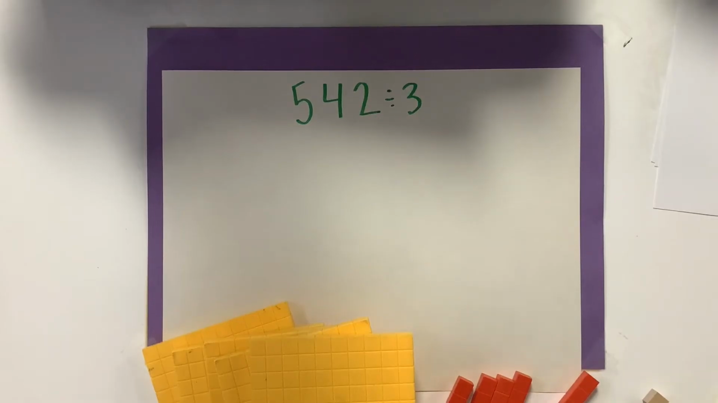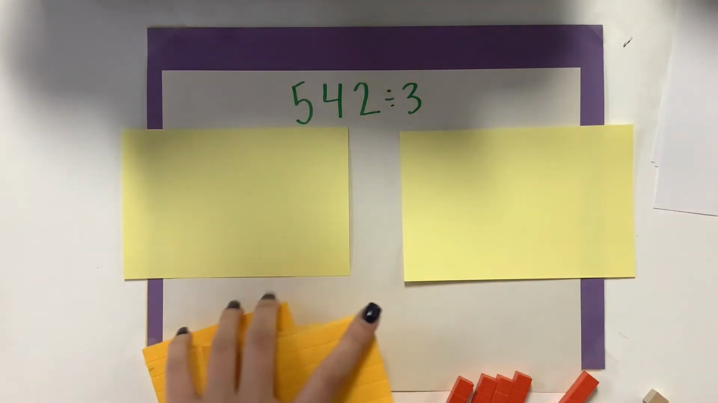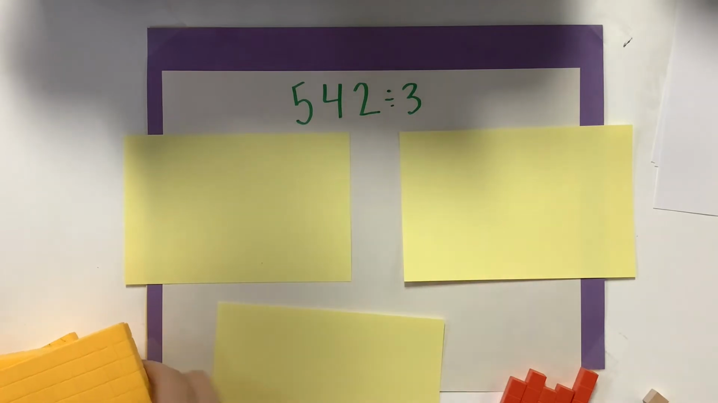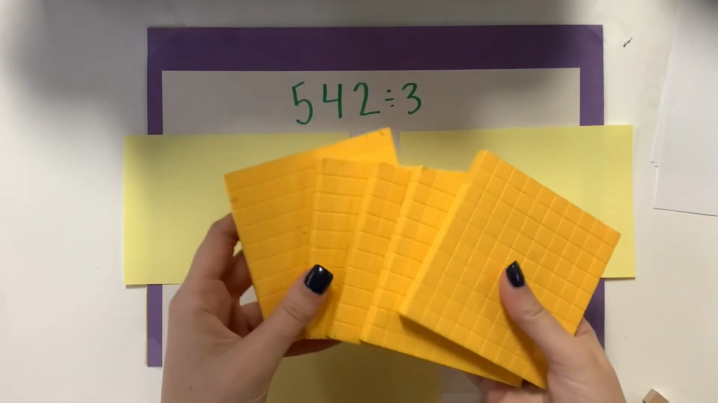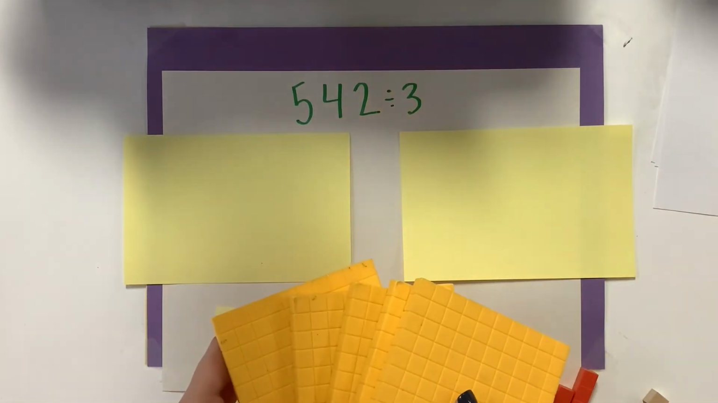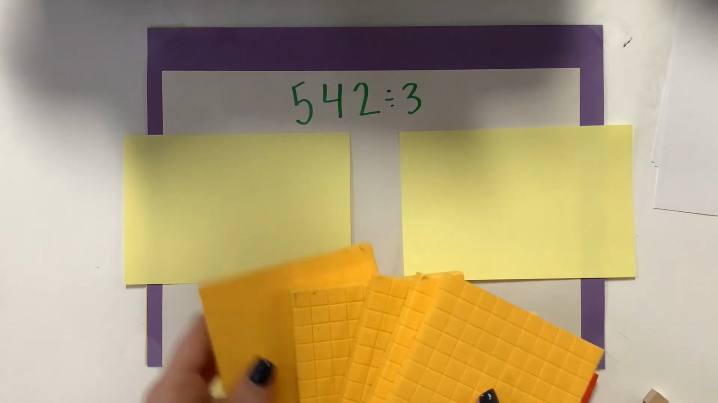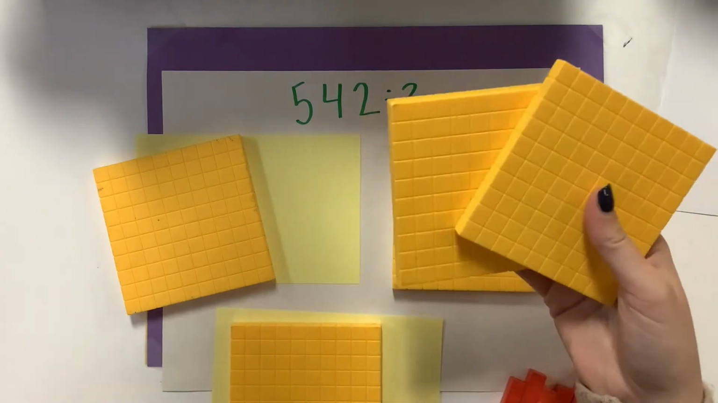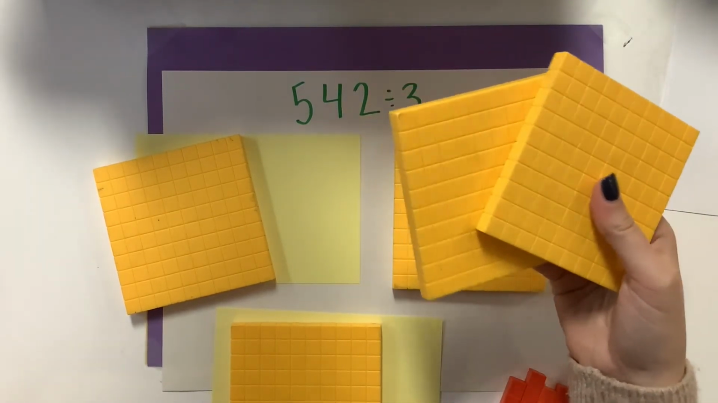Okay, I have a new problem. 542 divided by 3. So here's my 3 cards. I'm going to start with my 500, and I'm going to divide it by 3. So, 5 divided by 3? Well, you could all get 1.